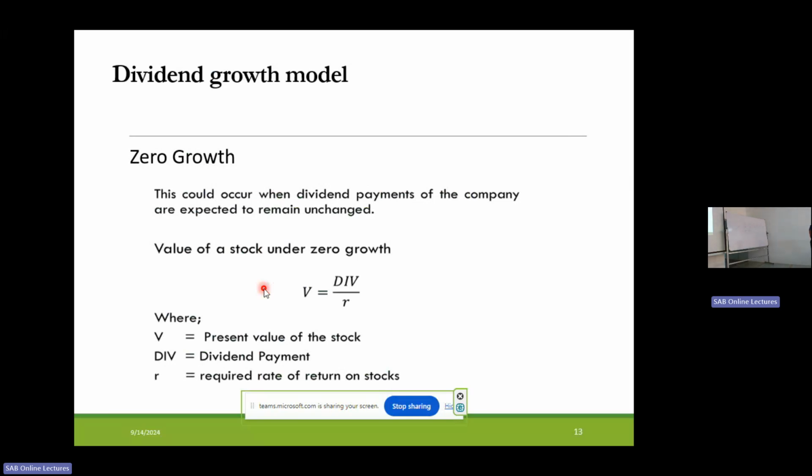So in a zero growth scenario, you can calculate the value as the annual continuous dividend divided by the investor's required rate of return. That's all. P is the present value of the stock, D is the dividend payment, and R is the required rate of return. So this is the zero growth assumption. Right?